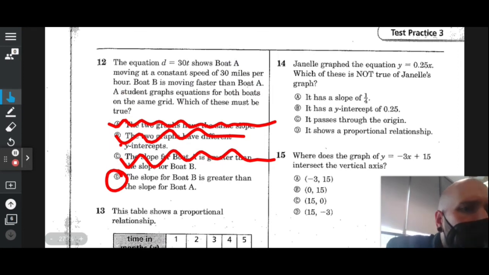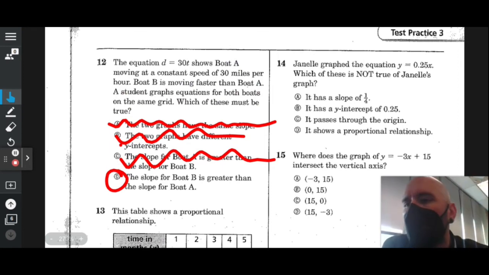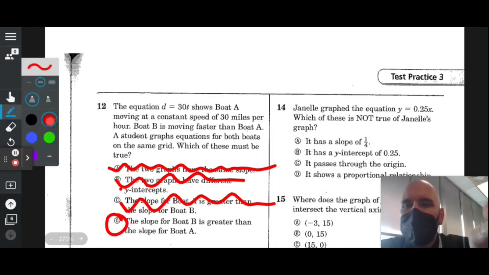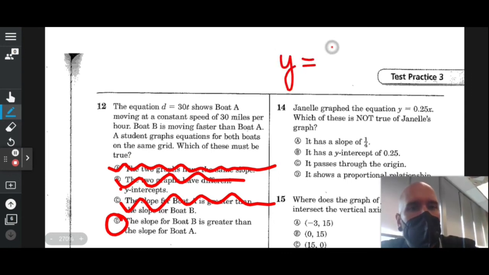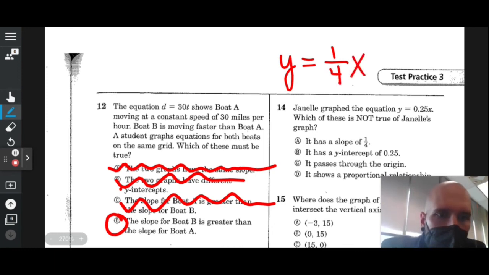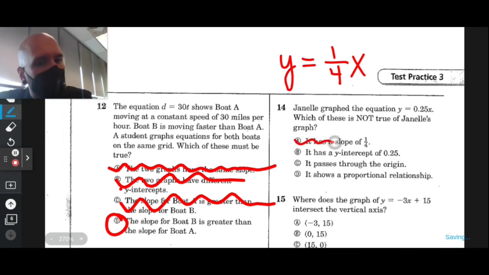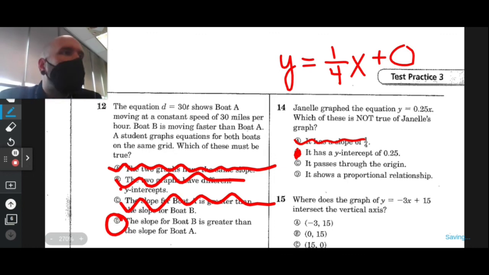Janelle graphed the equation y equals a quarter x. Well, I'm going to change the way that looks. That's proportional because it's y equals a quarter x. So y equals a quarter x. I'm just going to change that. Y equals 1/4 x. Which is not true. So I want the lie. Which is not true. The slope is a quarter. Well, that is true, so I don't want that. The y-intercept is 0.25. Well, no, the y-intercept is 0. So that's a lie. B is our answer because that's the lie. You're kidding me.